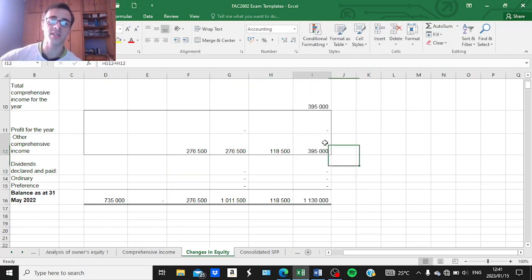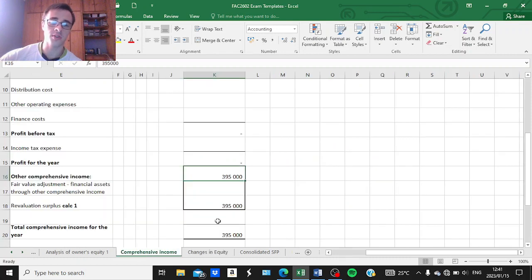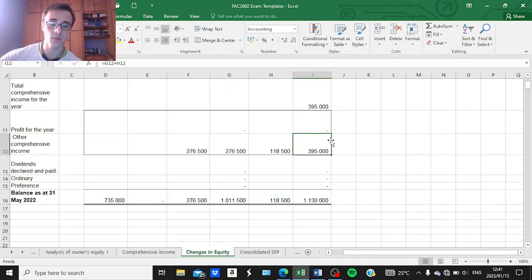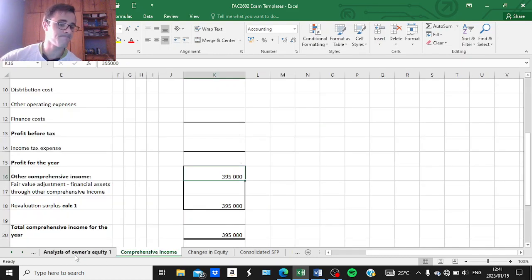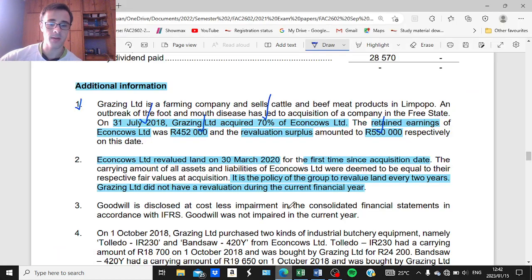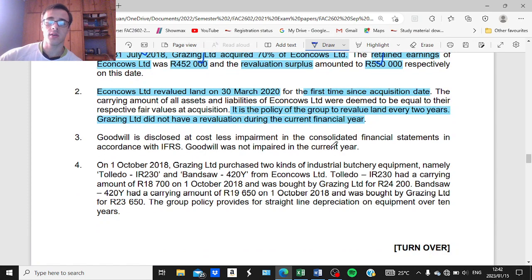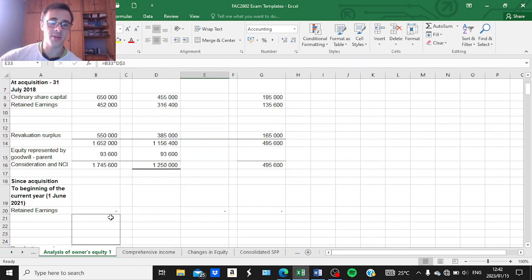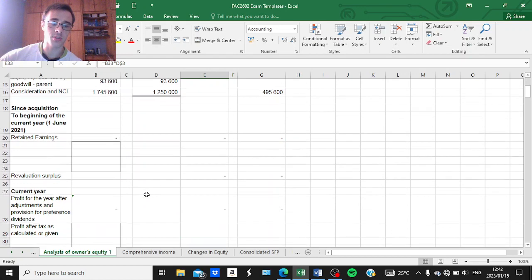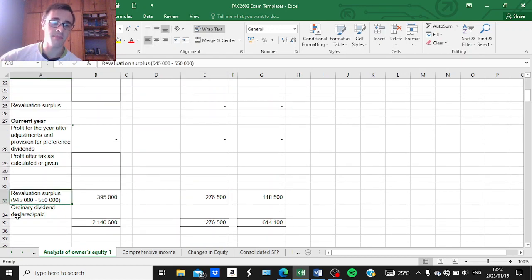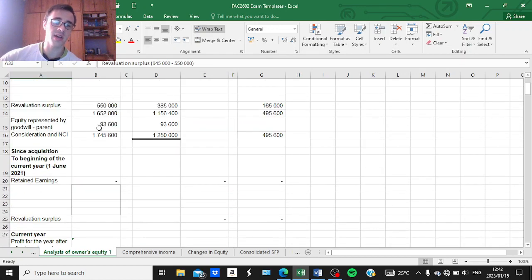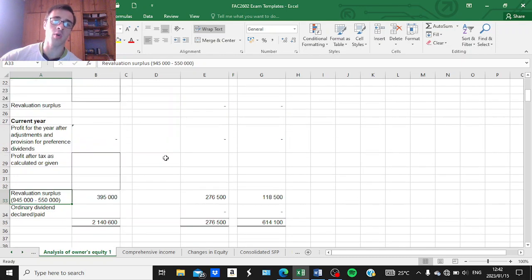Okay, please make sure that this amount corresponds to the amount that you have shown here. These two should be the same. All right. So we just calculated the current year's revaluation surplus for the subsidiary by taking the year-end balance of 945 and then subtracting the balance at acquisition, because there was no other revaluation for the subsidiary after the date of acquisition.